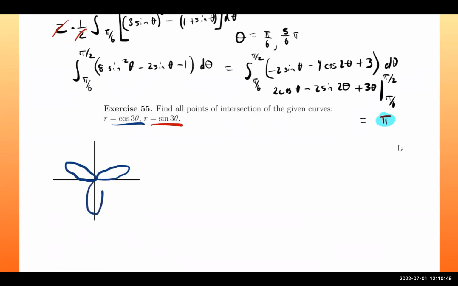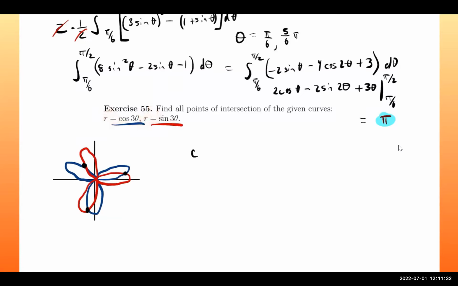You got these petals. All right, and then the other one will look something like this. Once you've got that, you'll see that there are 3 points of intersection. There's one that's here, one that's here, and one that's here. That's very helpful to know, because then you know how many coordinates to expect.